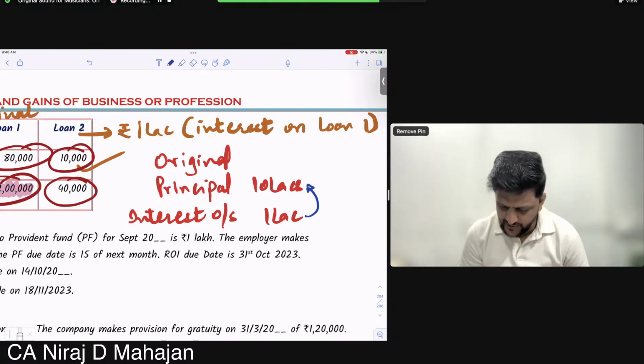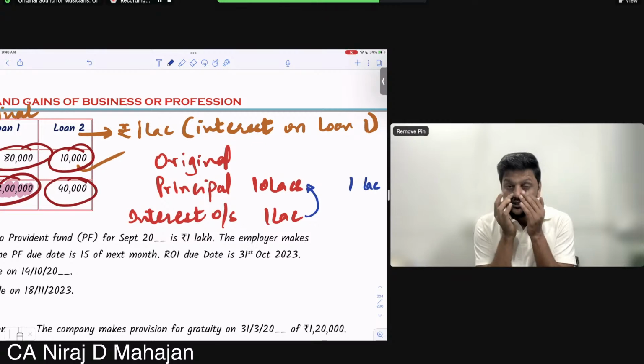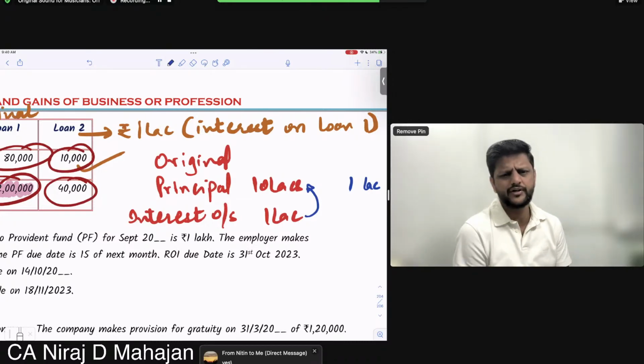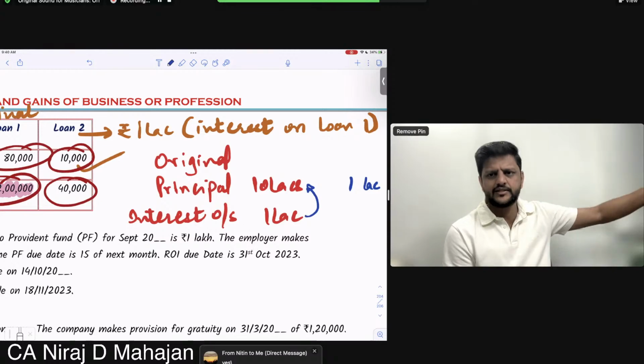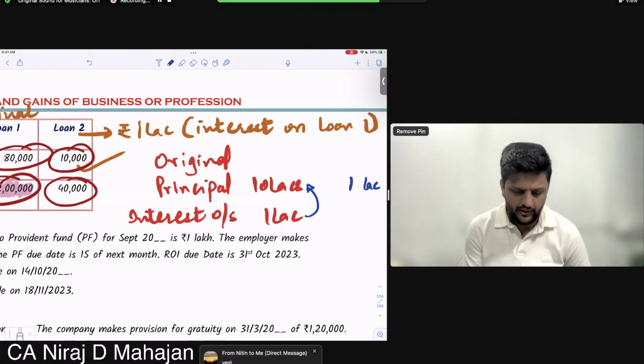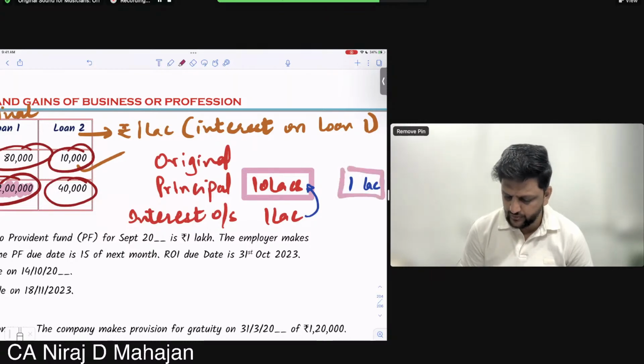But this 1 lakh you pay us later on. We will treat this 1 lakh as a new loan. Now maybe with again a reduced rate of interest, or they will extend the time period to pay the amount. So that is the reason there are 2 loans. This 10 lakh rupees, and this 1 lakh is a new loan. Clear till here?